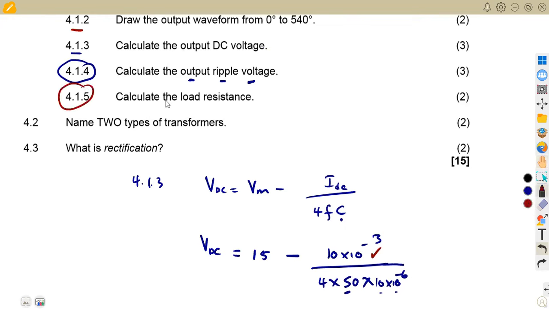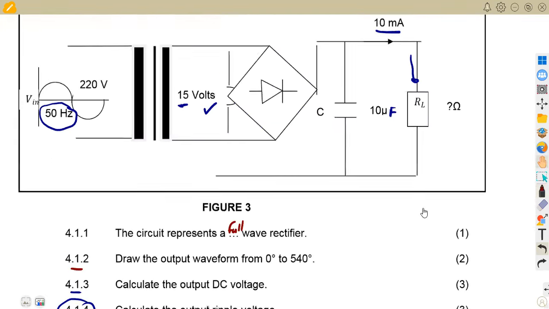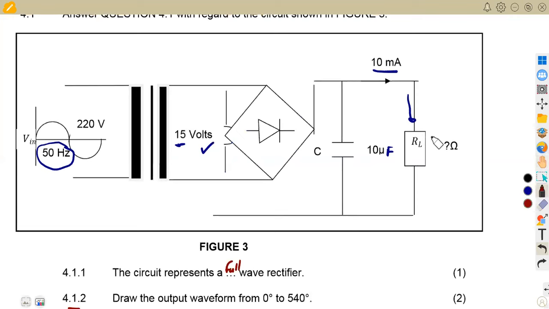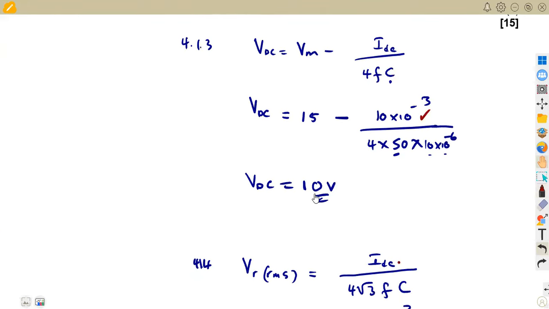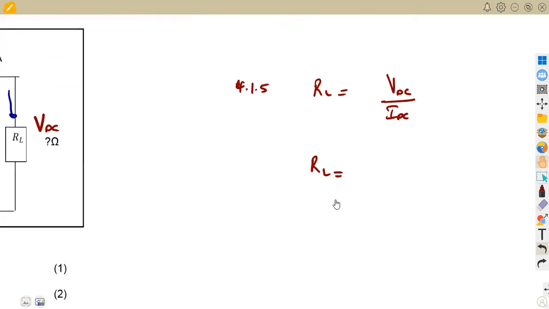And we are asked to calculate the load resistance again. As you can see at the load here, remember, we calculated the voltage at the output, which is our VDC, and here we have got IDC. So you can simply use these two to calculate the value of the load resistance. That's simply voltage over current. So the load resistance is simply going to be the output voltage over the current at the output. In this case, we calculated the voltage, our VDC, and we got 10 volts here. So we are going to use that 10 volts.